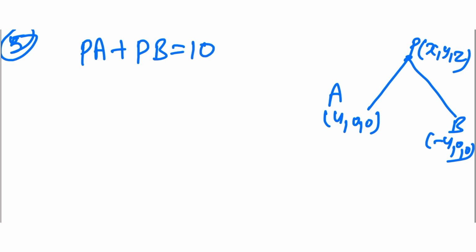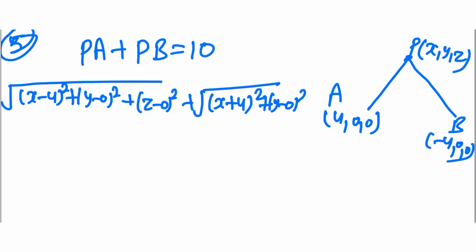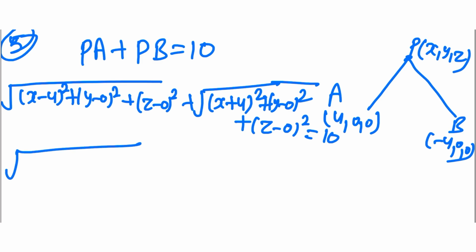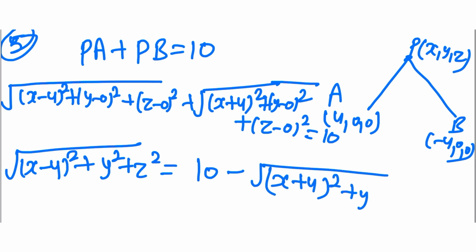So we are finding PA and PB. PA is square root of (x minus 4) square plus (y minus 0) square plus (z minus 0) square, plus PB, which is square root of (x plus 4) square plus (y minus 0) square plus (z minus 0) square, is equal to 10. Now we shift one of the values, because both are in root, and if we do not shift, this is going to be complicated. So just to make it simpler, we shift one of the root values. So it is square root of (x plus 4) square plus y square plus z square.